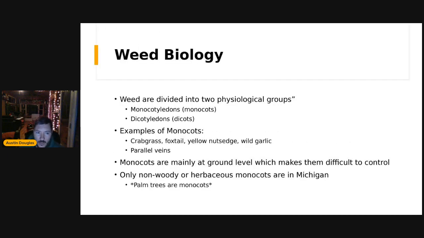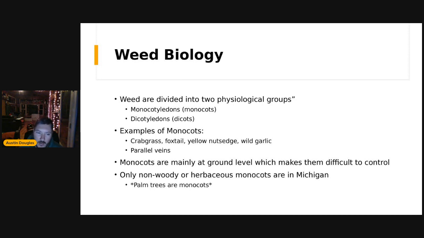So let's talk about weed biology, okay? Weeds can be divided into two physiological groups, monocotyledons and dicotyledons. In simple words, we're going to use monocots and dicots. Unless you're talking to a biology major, a botany major, or a horticulture major, they might say those long words, but regular folk like you and me, we're probably going to say monocots and dicots.